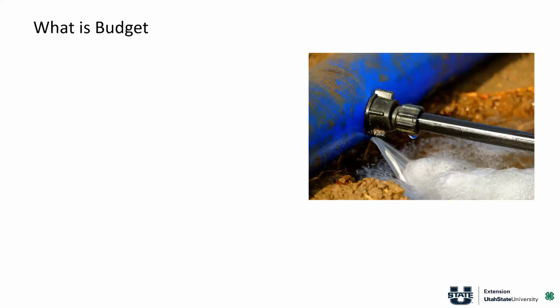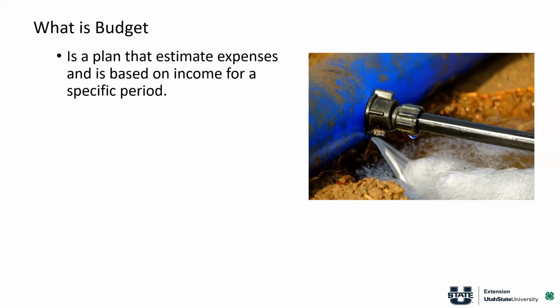What is a water budget, or what is water need? Basically, a budget is a plan that estimates expenses based on an income, and it has a time frame, say 1 month, 2 months, 3 months, 5 months, or 1 year. You have your income, what's coming in, and the expenses, what's going out. That is a budget. Now, what is a landscape water budget?